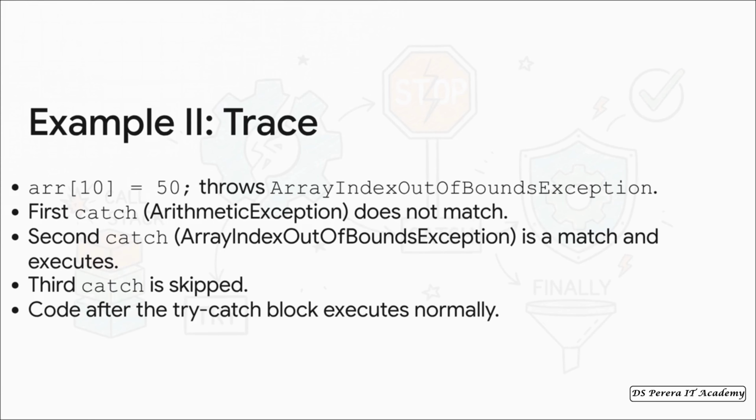So the code inside that second catch block runs, and it prints "Array index out of bounds" to the console. Because it found a match, the third catch block is skipped entirely. Then because the exception was handled, the program continues, and the final line, System.out.println("rest of the code"), runs as normal. The full output is "Array index out of bounds", and then on the next line, "rest of the code".